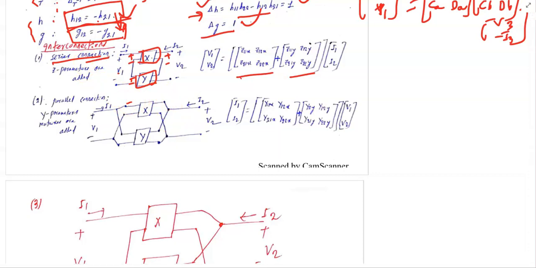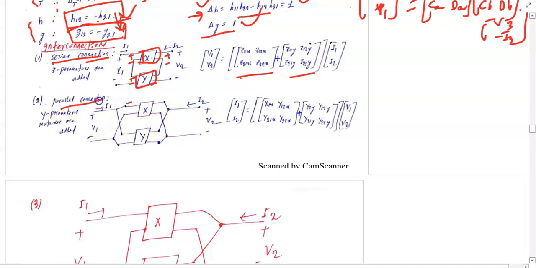Sometimes directly calculating the parameters may take a lot of time, but if you can easily identify the connection type, that is series connection or parallel connection, then you are dividing the problem into smaller ones, and then adding together you will get the overall G parameters. Many times this question has appeared in competitive exams, both in GATE and in the ES exam, the two topmost competitive exams.